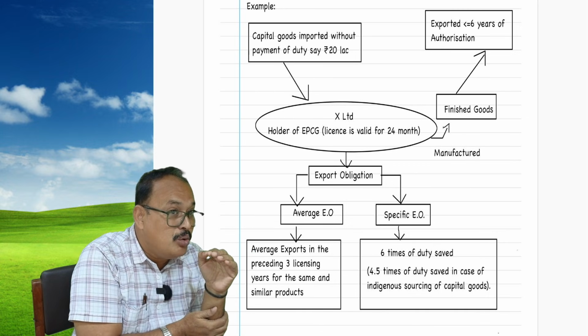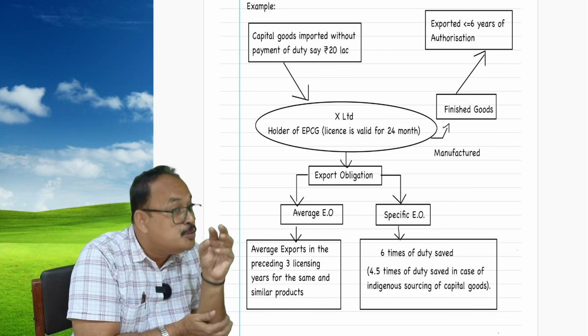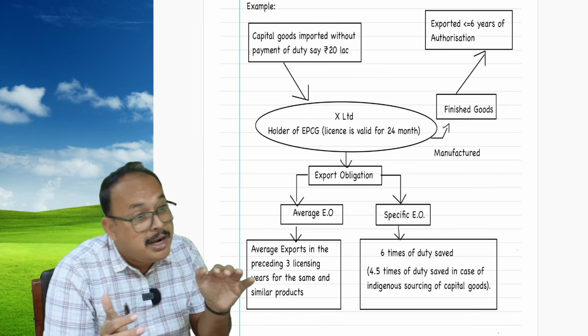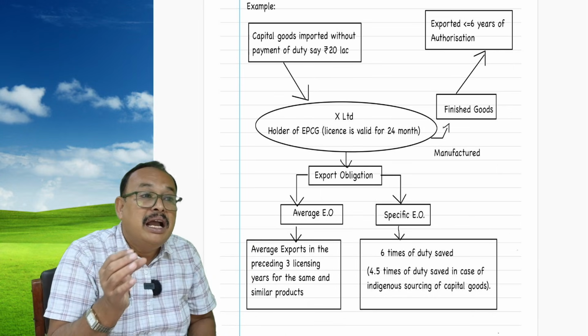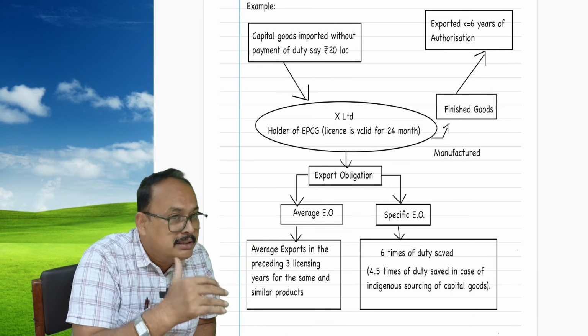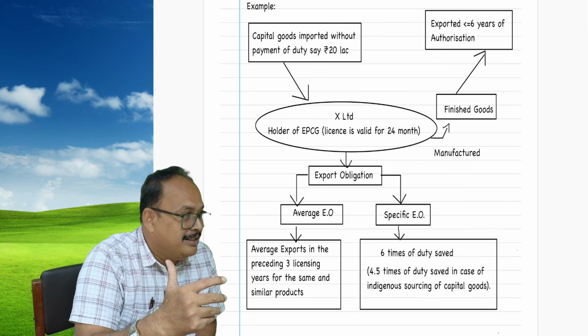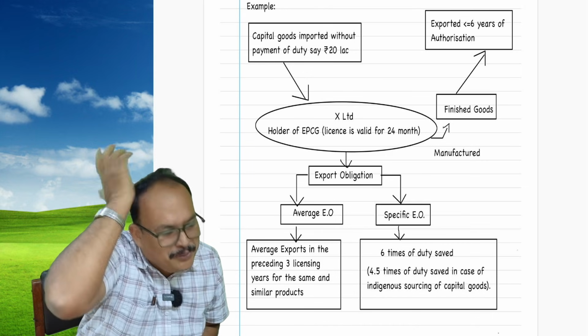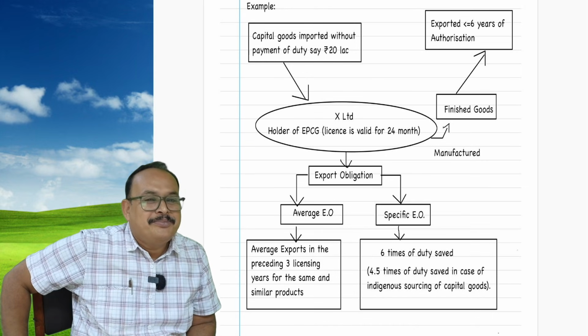Repeating again, if you are exporting within 3 years 75% or above of your specific export obligation, which is going to fulfill 100% of the average export obligation, then the further export obligation is not required to be fulfilled. Got the clarity?